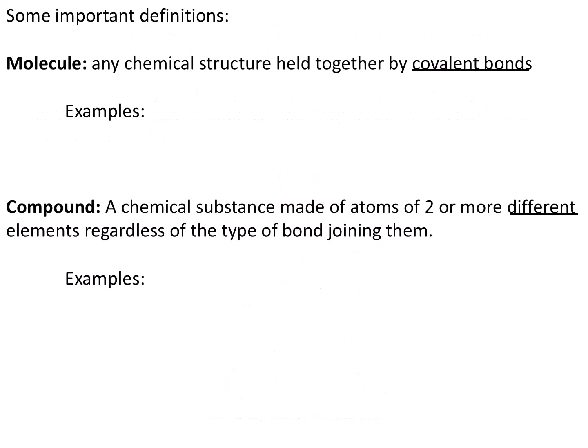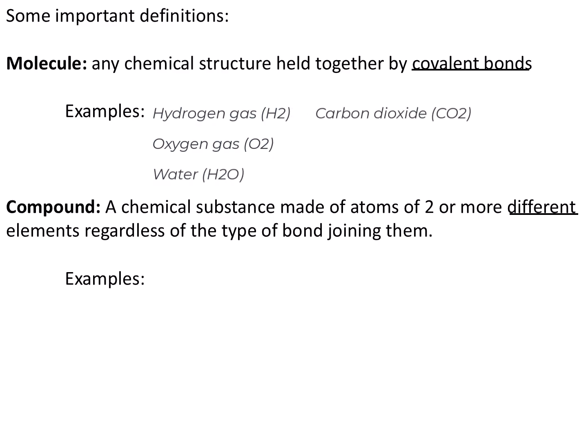Some important definitions that we need to consider. The term molecule refers to any chemical structure that is held together by covalent bonds. Examples include hydrogen gas, which is H2, two hydrogen atoms held together, oxygen gas, O2, water, H2O, and carbon dioxide, CO2. These examples are relatively small, but we can have larger things in this category as well, such as RNA or DNA, just to name a few.